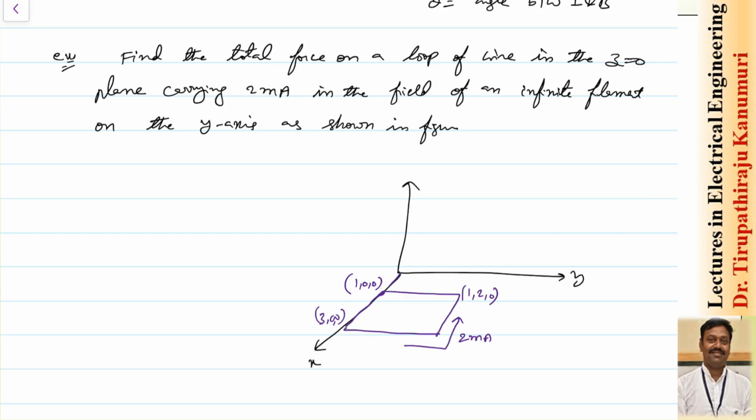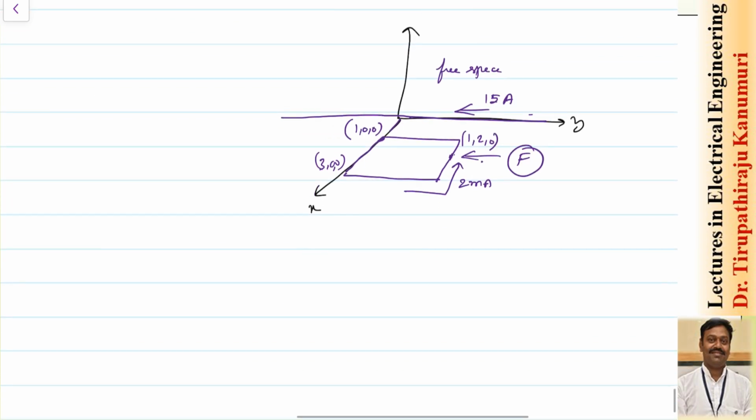And one more thing, there is one more current carrying conductor of infinite length that is carrying a current of 15 amperes, and the medium that is there, they have mentioned as free space. So I want to find what is the force exerted on this current loop, due to the current passing through the infinitely long current carrying conductor. Let us see how to calculate this one.